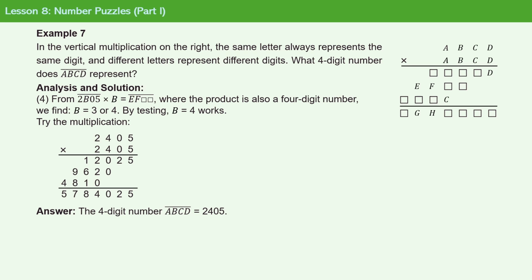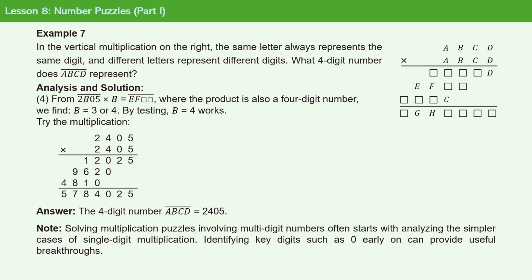Try the multiplication as follows. The answer is that the 4-digit number ABCD is 2405. Solving multiplication puzzles involving multi-digit numbers often starts with analyzing the simpler cases of single-digit multiplication. Identifying key digits such as 0 early on can provide useful breakthroughs.